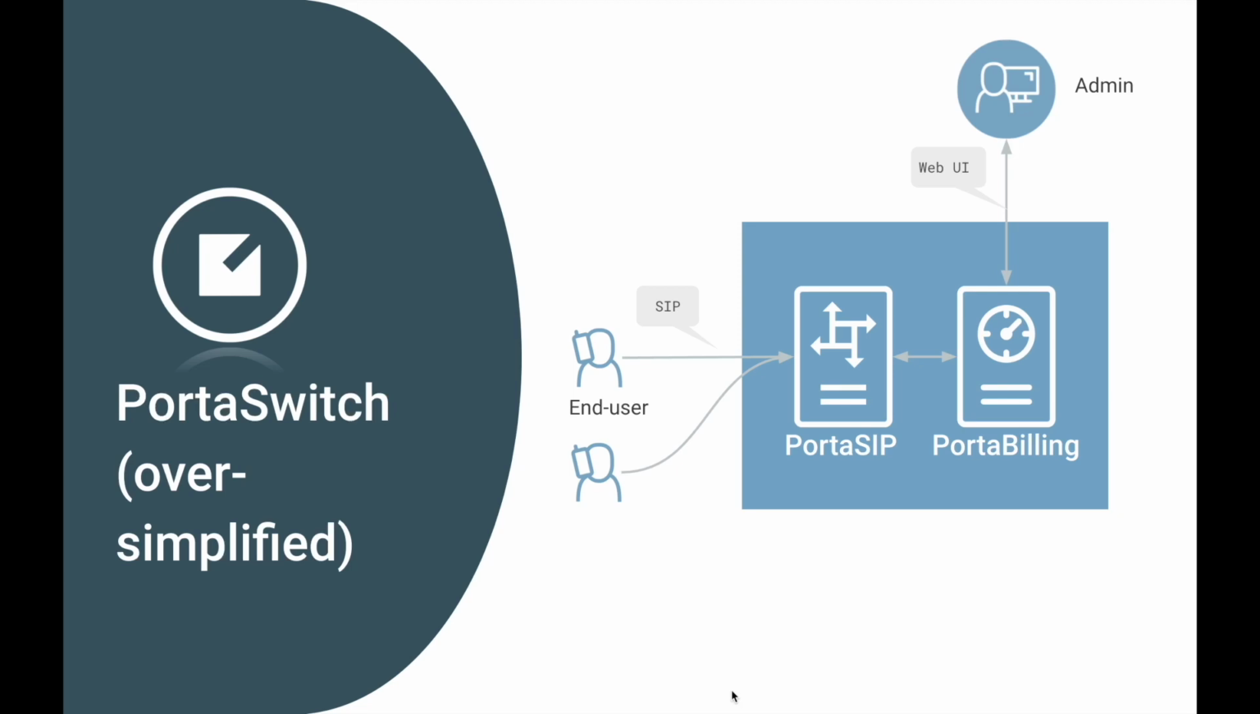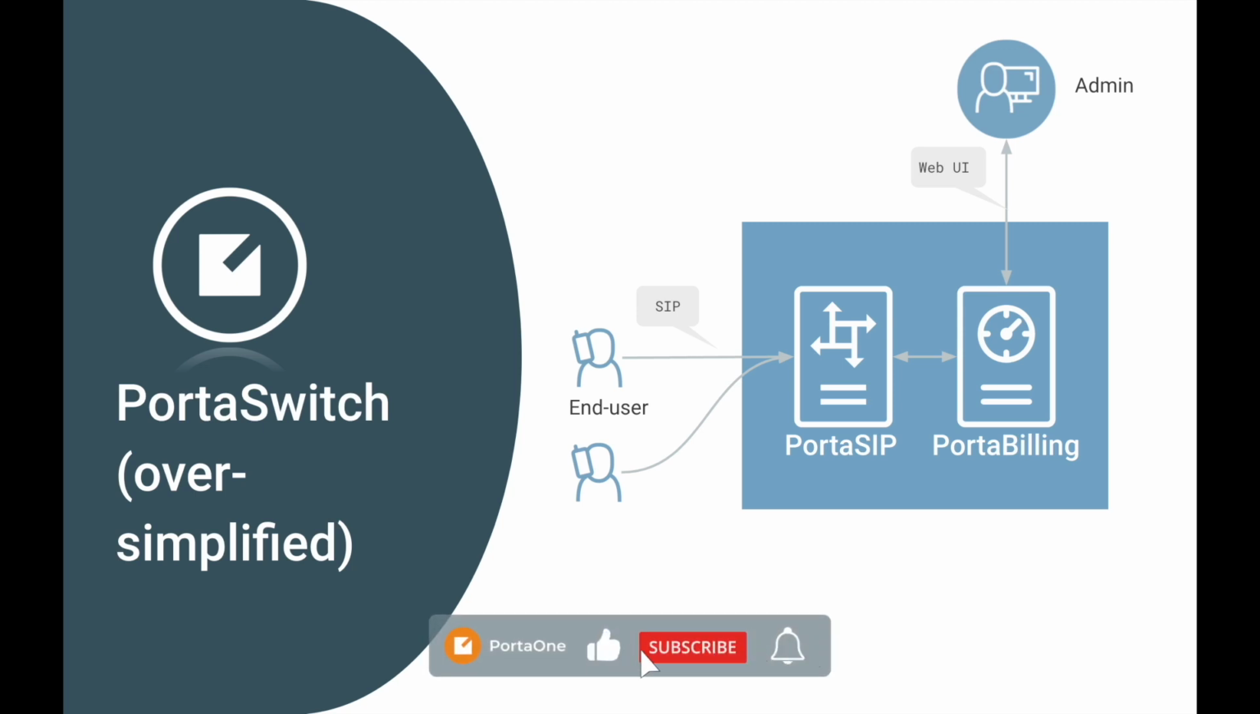Okay, now let's have a quick look at PortaSwitch architecture. As this is a 101 course, the diagram we're going to have a look at is oversimplified, okay? We're going to consider that PortaSwitch has two main components. The first one is PortaSIP. What is PortaSIP? PortaSIP is a voice over IP switch. It is a system that allows the end user to connect to it and send calls through it.